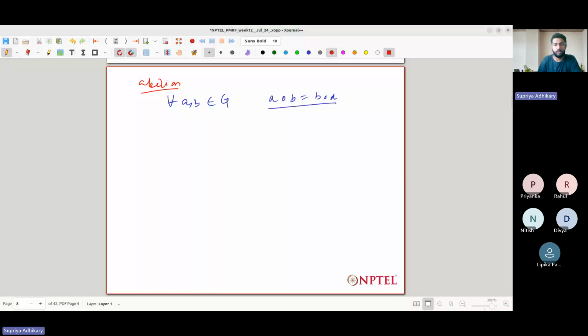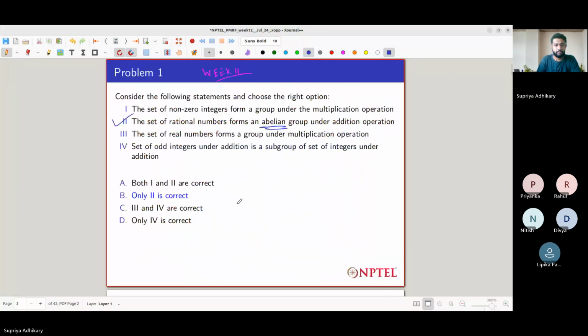And in rational numbers, if we consider two rational numbers A and B in Q, then it doesn't matter whether we are adding from the right hand side or the left hand side, and therefore we can say that this is true. I mean, there is nothing new about this. This is the addition property. So this is an abelian group.